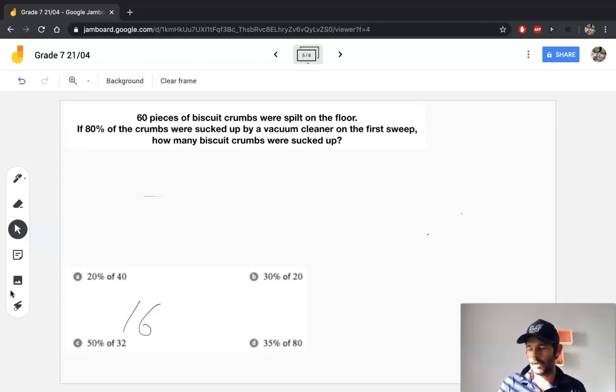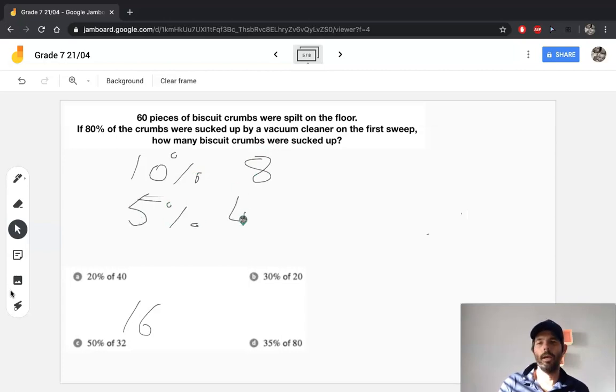35% of 80. If I work out 10% first, I'm going to get 8. If I know 10% is 8, 5% will be 4. And then to get to 35%, 5 times 7 is 35. So 4 times 7 will be 28.